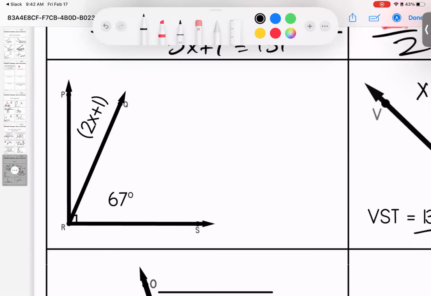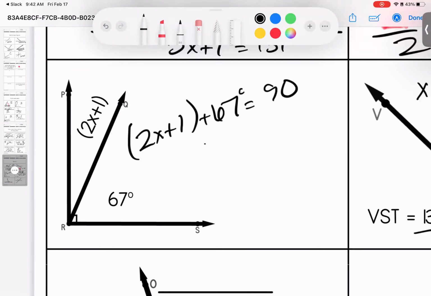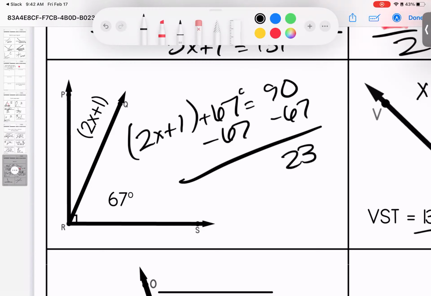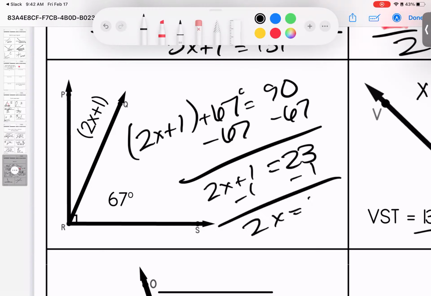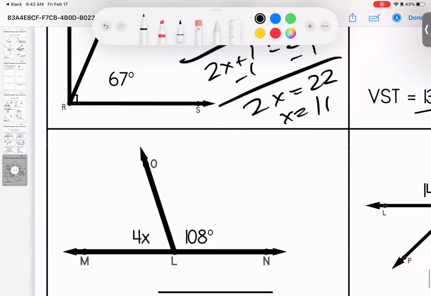Over here, I have a 90-degree angle, so 2x plus 1 plus 67 is going to equal 90. Subtract 67 from both sides. When I do that, 90 take away 67 leaves me with 23 on this side is equal to 2x plus 1. Minus 1 from both sides. 2x is equal to 22. X is equal to 11.